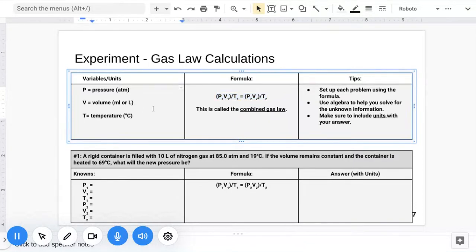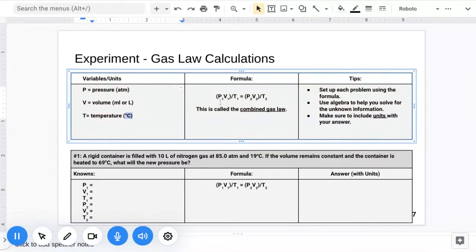If you look on the left, you can see our variables. P is going to stand for pressure, and the units are going to be atmospheres. V is going to stand for volume, and the units could be milliliters or liters in this case. And T is going to stand for temperature, and we'll continue to use degrees Celsius for that.